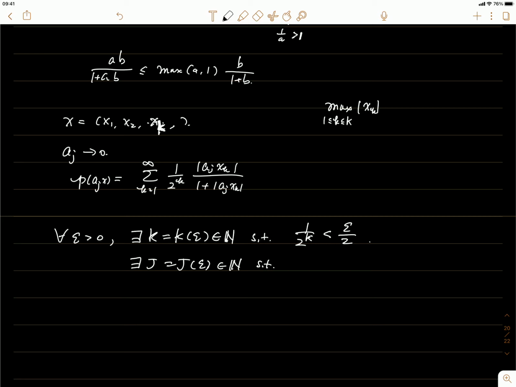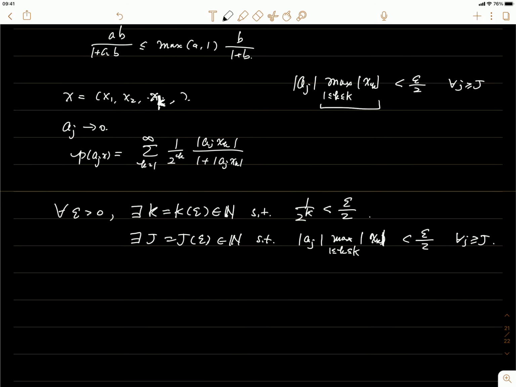If my aj goes to 0, then I know that for j large enough, this aj times this, which is a constant, will be less than half epsilon, for any j greater than or equal to capital J. Okay, because my K was determined first, and then I can determine my capital J such that the aj times the maximum of xk, where k is between 1 and capital K, will be less than half epsilon as well for any j greater than or equal to capital J. Okay, so I have K and J chosen in this way.